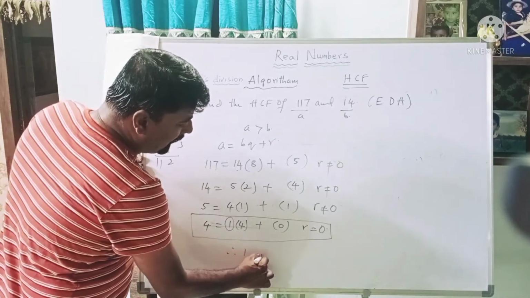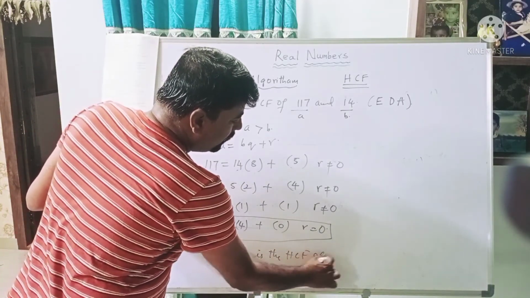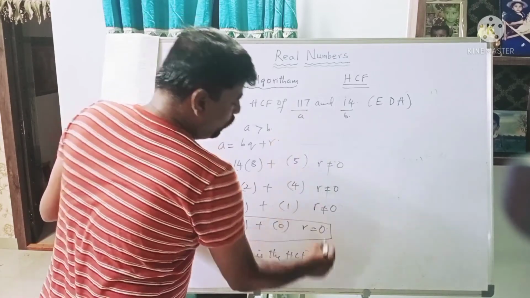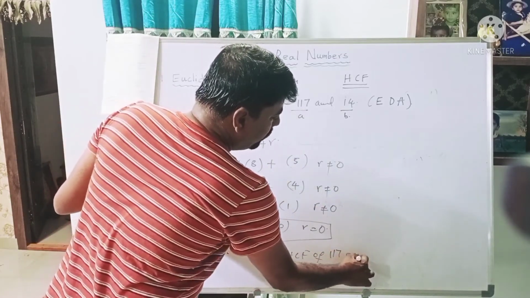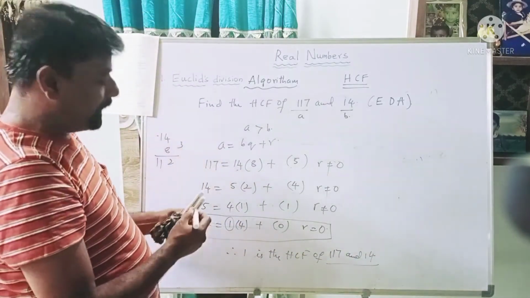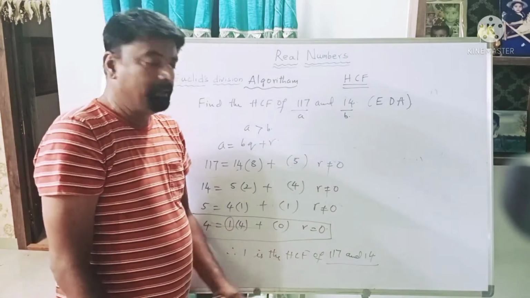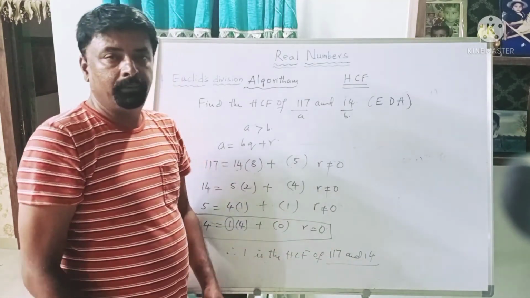Therefore 1 is the HCF of, what are the given numbers beta? 117 and 14. These two are the given numbers. Here I want to make one statement beta. Here I got HCF as 1 of 117 and 14.